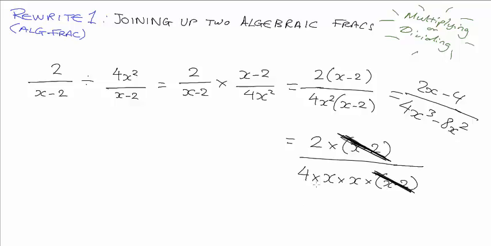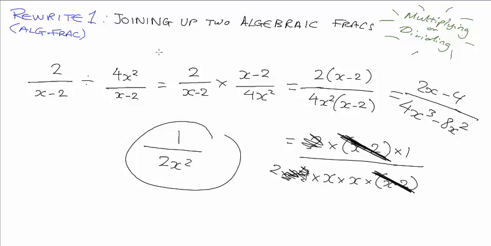See that? Now what you can actually do is break this 4 down further as well, to 2 times 2. So we can actually cross that out. So by the way, we're left with a 1 here, not a 0. Some people think if you cross everything out on the top, you're left with a 0. You're not left with a 0. You're left with the 1. So yeah, what does it end up as? 1 over 2x squared. That's right. This whole mess was 1 over 2x squared.